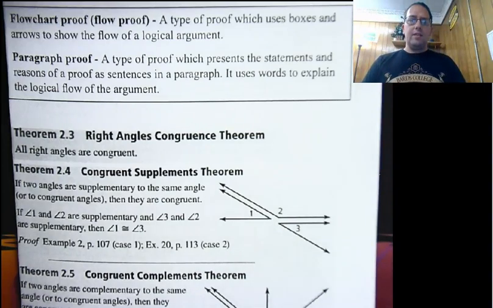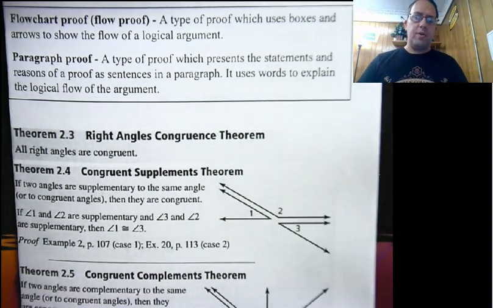Hello class, today we are going to continue talking about geometric proofs. All right? We're going to have some more theorems too, but first we want to talk about proofs. In the previous video, we looked at two-column proofs, right? We had statements on the left, reasons on the right, and that was just one way of organizing our thoughts and showing step-by-step how we came up with our conclusions.